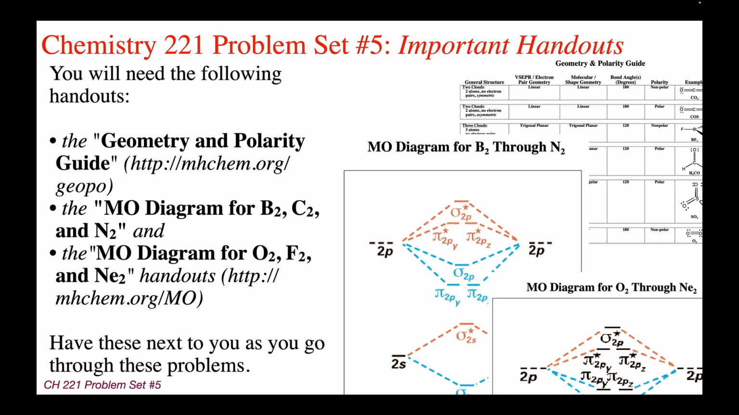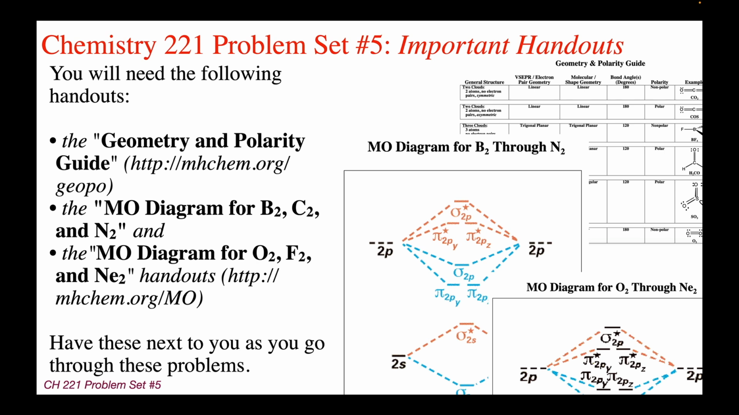Very cool. While you're working on the problem set or while you're watching this video, there are a couple of handouts that'll be super important to you. The first is one we used in problem set number 4. It's the Geometry and Polarity Guide. It'll have all the names of the EPG and MG and the bond angles and polarity, all kinds of stuff. I encourage you to check that out.